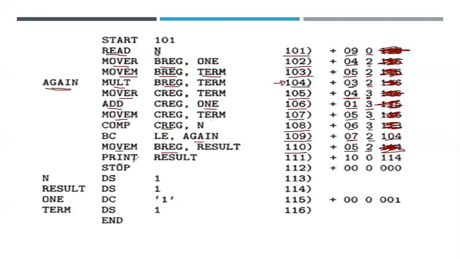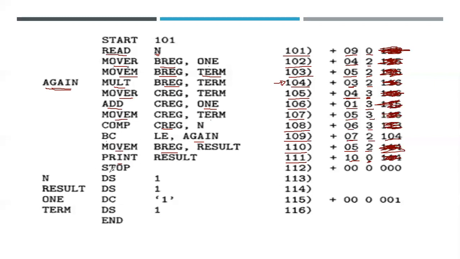Next is print. Instruction number 111. Print is nothing but 10. Result. Again, we don't know the value of result. But before that, read and print are just eliminating register part. So elimination of register part is nothing but 0. Now result, result's address is unknown. So for that, forget this address for time being.